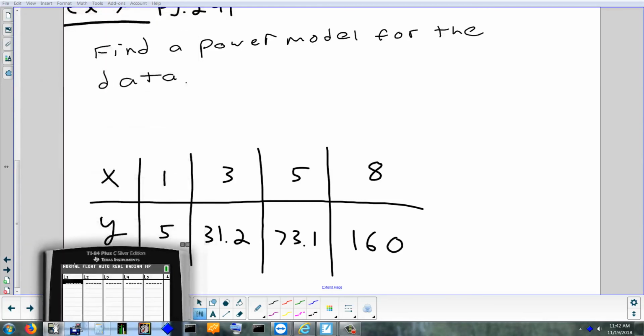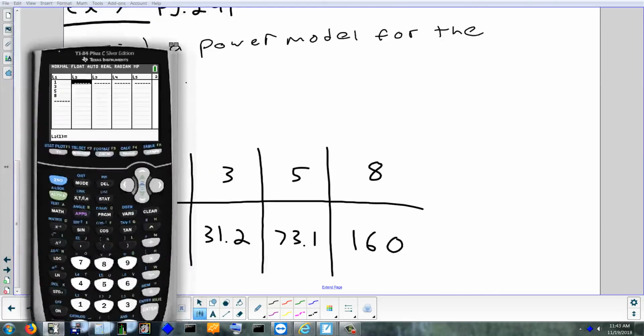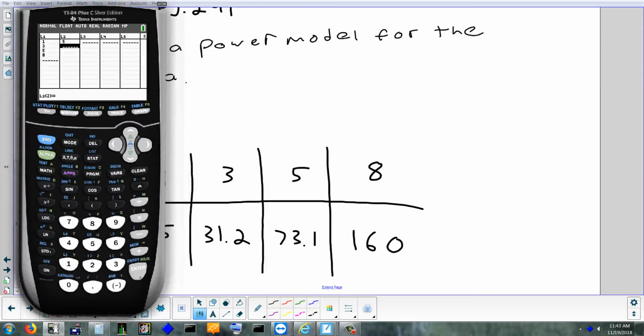Okay. So for the x's, I'm going to put in 1, 3, 5, 8. You hit Enter between each one. Now, to put in the y's, just press the right arrow. It'll bring you over to L2. And now type in those numbers. So 5, 31.2, 73.1, and 160.